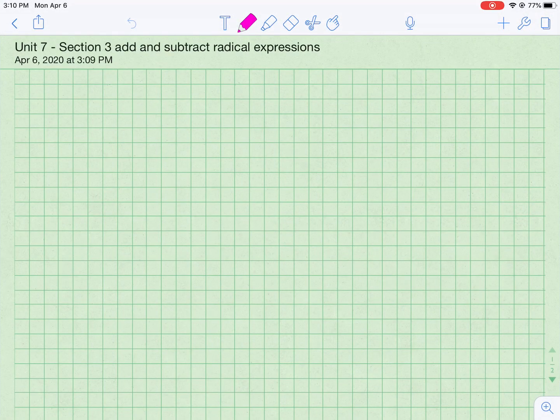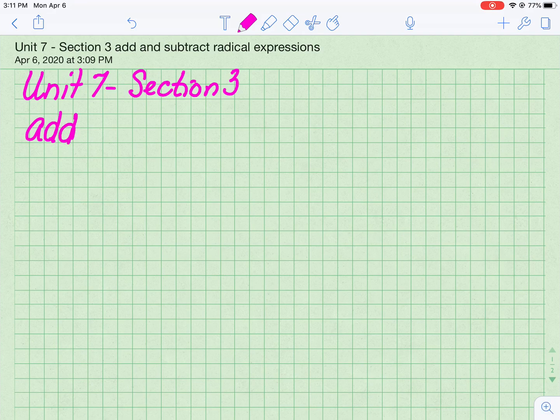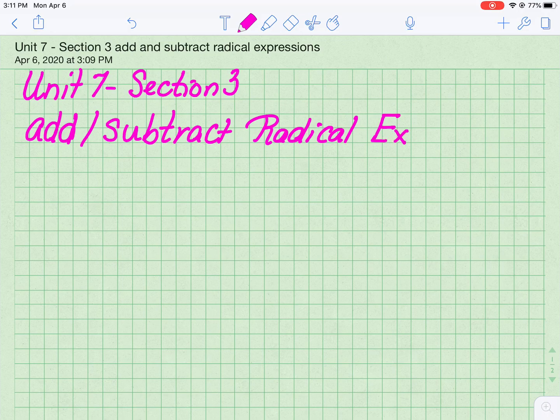Hi guys, Unit 7, Section 3. Adding and subtracting radical expressions. So we're going to add and subtract radical expressions.